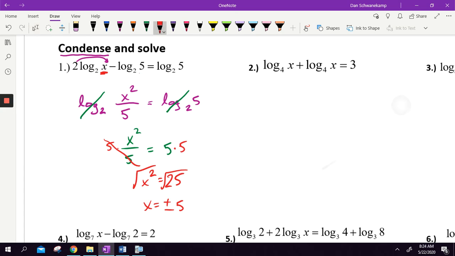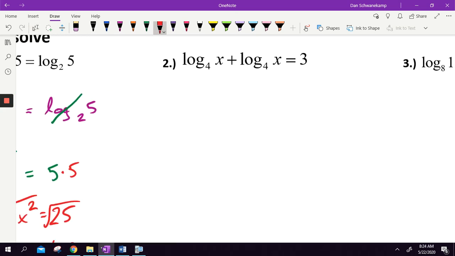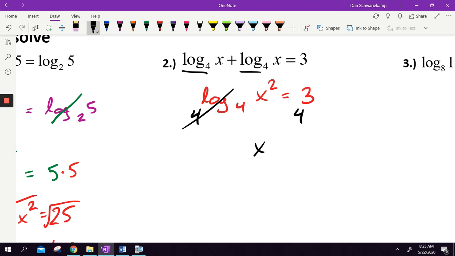Number 2, log base 4 of x plus log base 4 of x is equal to 3. So we're going to start off here, log base 4. Oh, we are adding 2 logs, so we're really going to make that log base 4 of x squared is equal to 3. So I condensed it first, I wrote it to one side. I can't cancel log base 4 on each side. Instead, I need to get rid of log base 4, and the way I'm going to get rid of that is by raising both sides to a base of 4. That's going to cancel. X squared is equal to 4 cubed, which is 64.